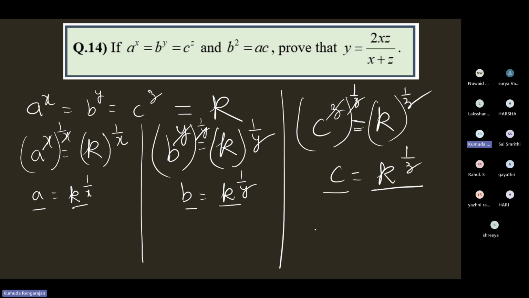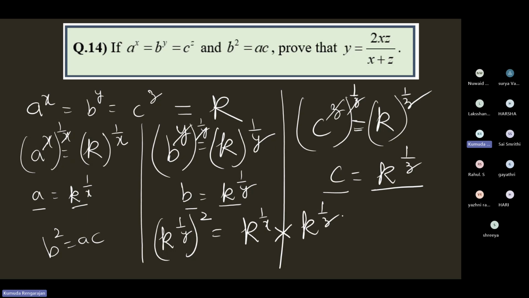Now we are given another condition. B square is equal to AC. What is B square? B is k to the power 1 by y. B square is equal to AC. What is A? K to the power 1 by x, into C, k to the power 1 by z. So working this, you will get the result. You will be able to prove that y is equal to 2xz by x plus z.